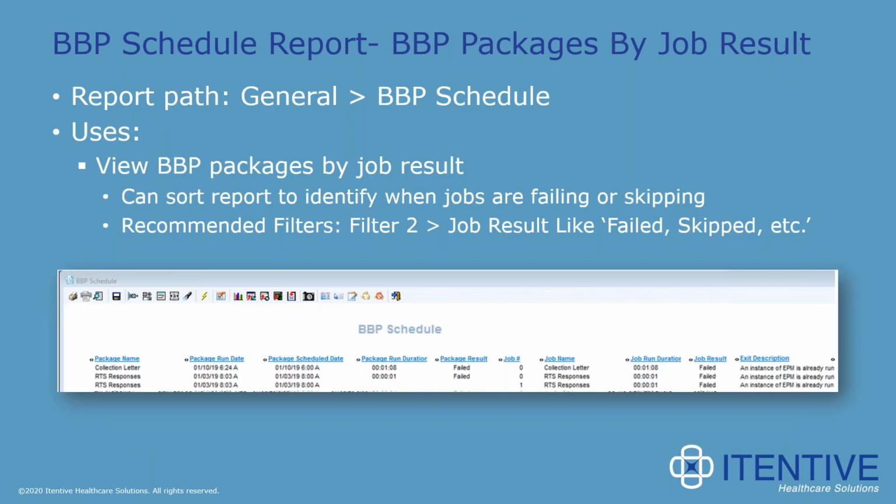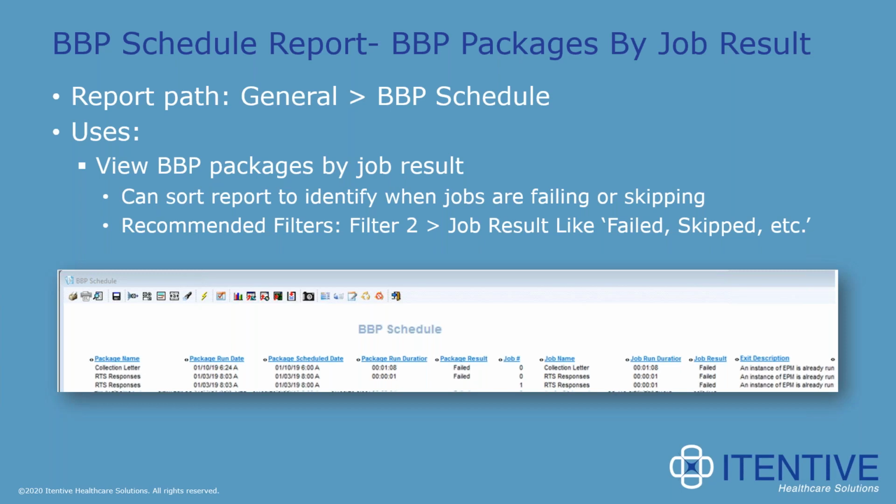Another possible use for the BBP Schedule Report is to identify when and why jobs are failing or skipping. The report can include a column for our exit description. If you're not familiar with what that is, that's basically just a brief explanation as to why that job didn't succeed. This is going to be really important to help you dig through all of your jobs that are failing or skipping, and you can see what kind of errors you're experiencing.